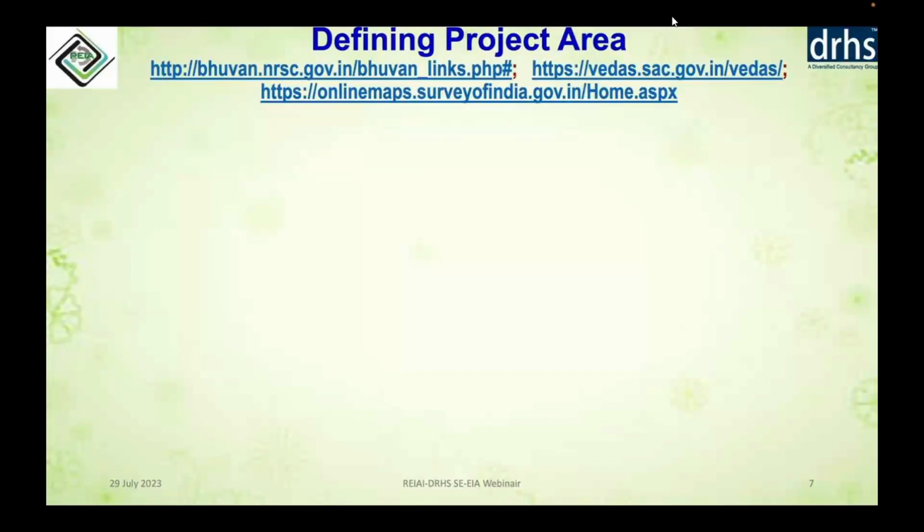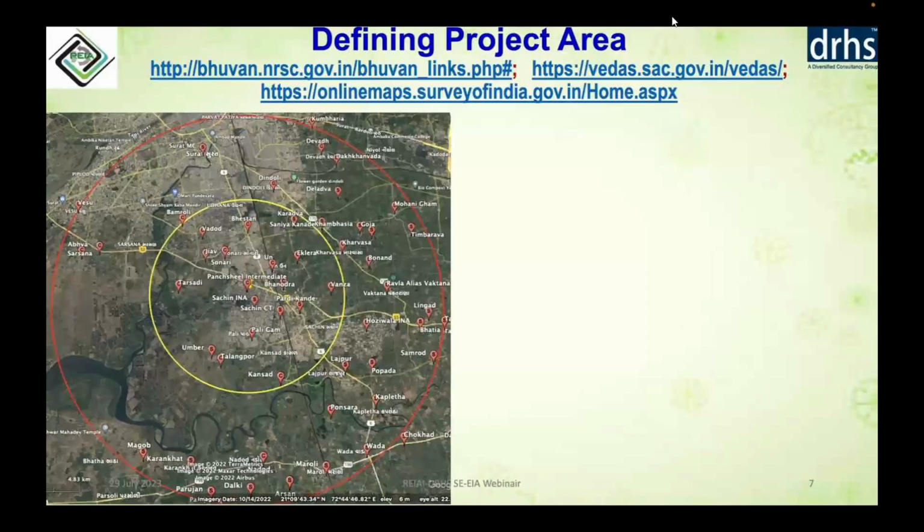Defining a project area. I think everybody would be doing it, no? Going to Google, demarcating the region, 5 kilometer, 10-kilometer buffer zone and core boundary like this using Google. Now, this is okay, it's very good. But here the chances of missing villages are more because Google does not identify each and every village. That is the first thing.